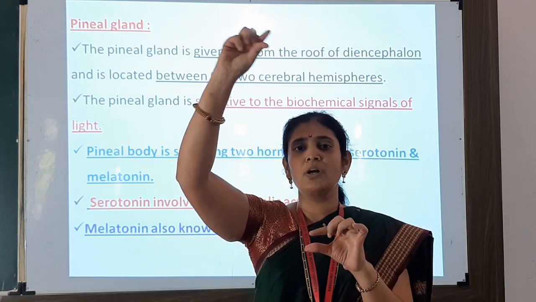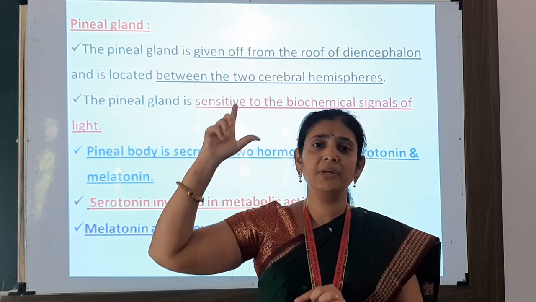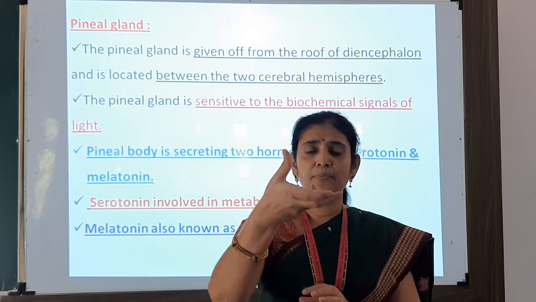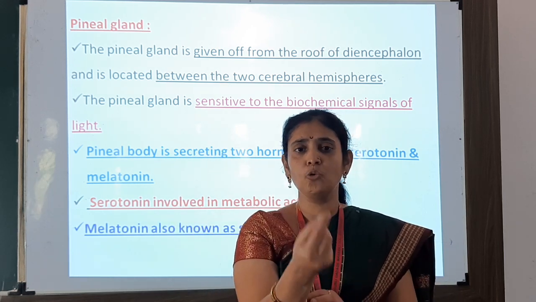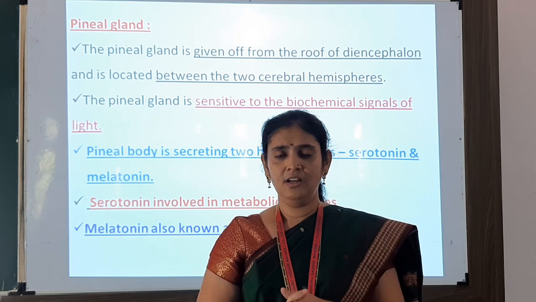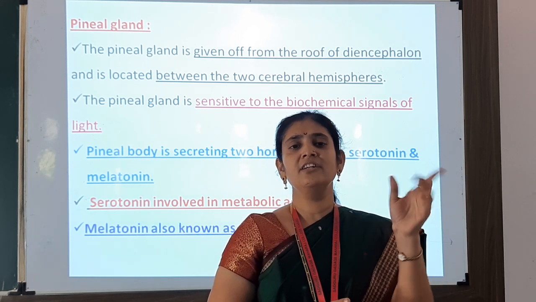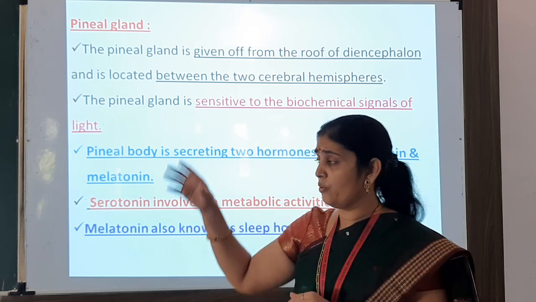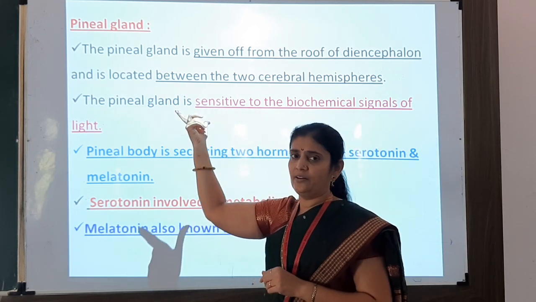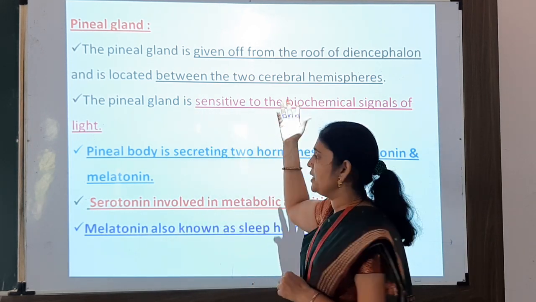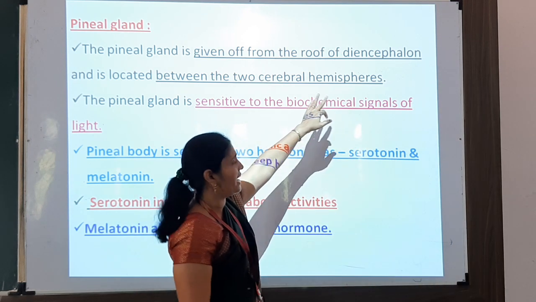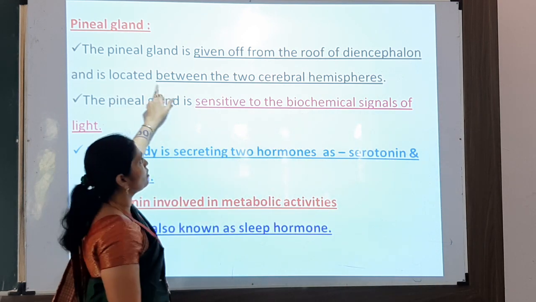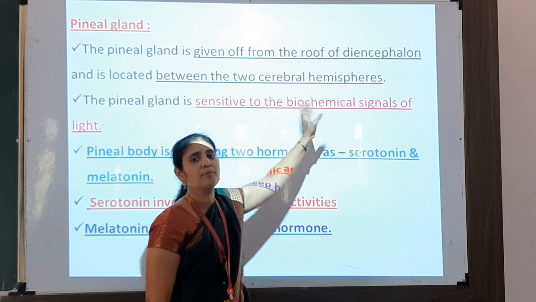The epithalamus shows an upward projection to which the pineal gland is attached, and the hypothalamus shows a downward direction to which the pituitary gland is attached. Out of these, we completed the pituitary gland in the last lecture. In today's lecture we are going to see the pineal gland. This pineal gland is given from the diencephalon and it is located between the 2 cerebral hemispheres.